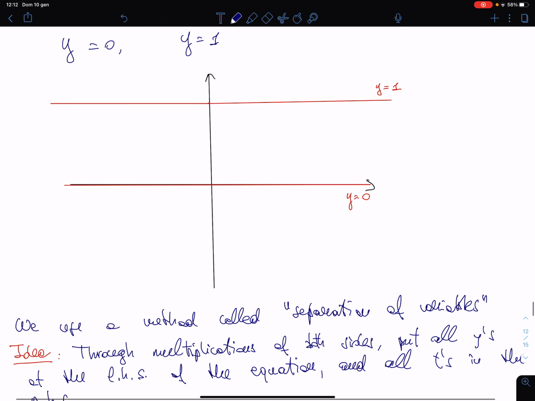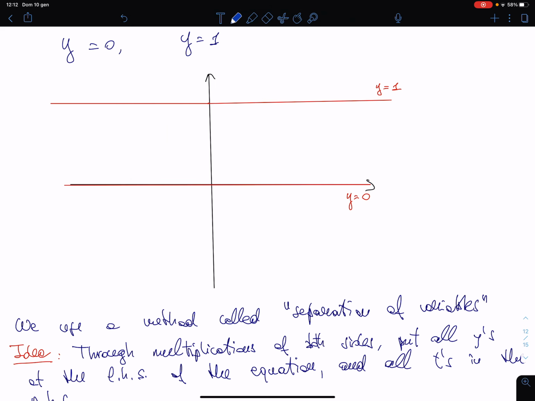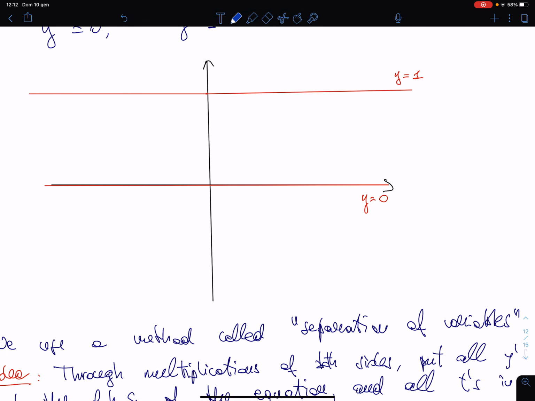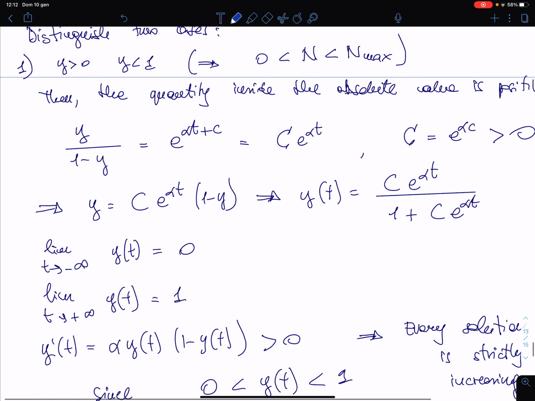We go to the schema here. Solutions are strictly increasing, and they go to 0 as t goes to minus infinity, and then increase and they go to 1 as t goes to plus infinity. This is a very easy shape that we found. This is one solution, for instance. And let us look at the others.